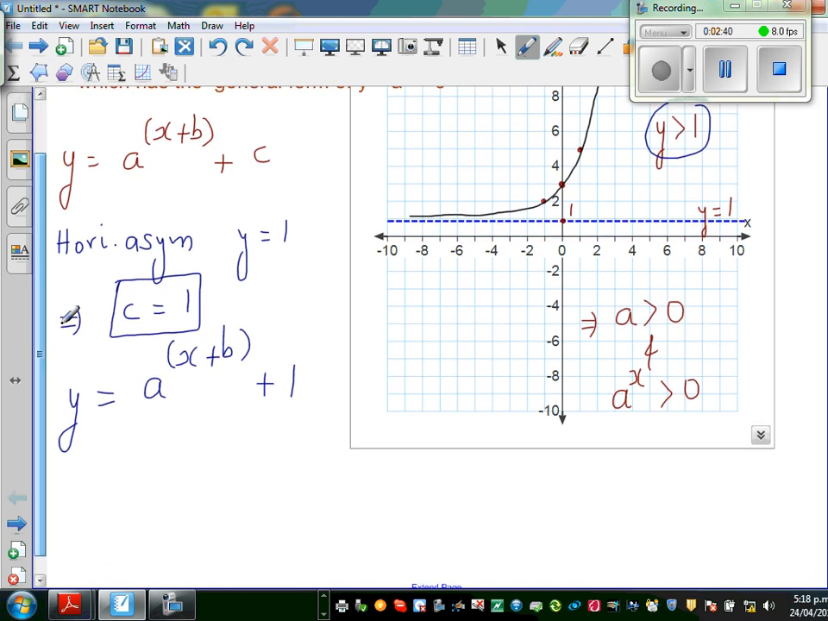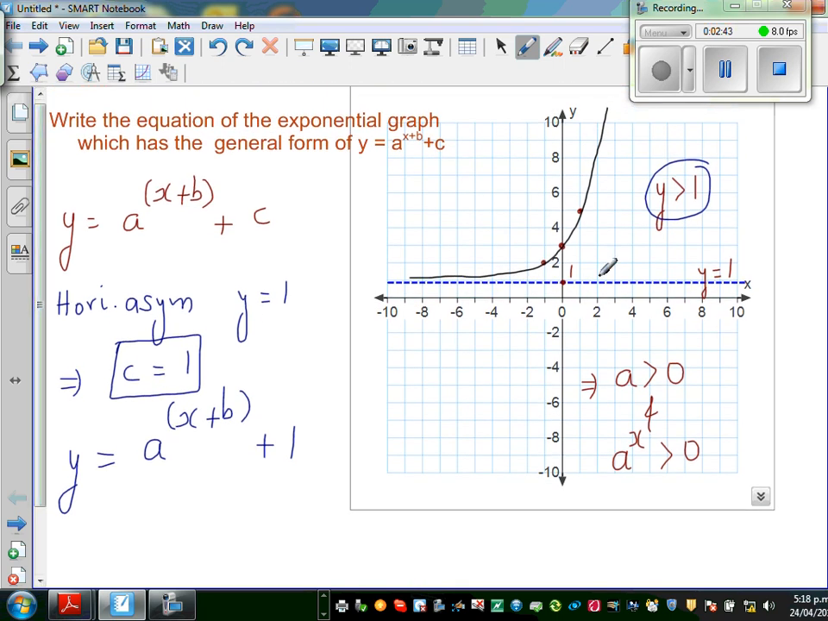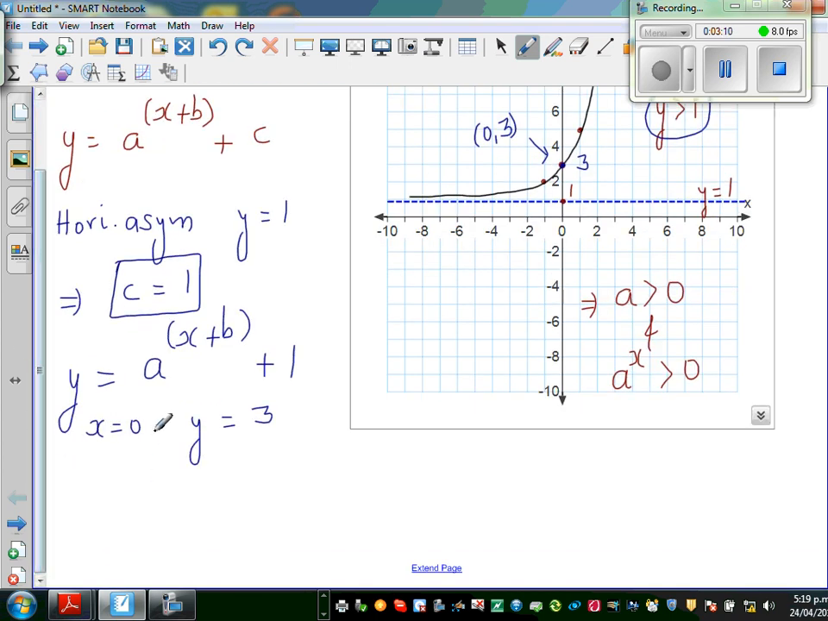Now, what is one point that you know on the graph? There are many points, but this is a good point to substitute. This point is 3 on the y-axis, so when x is 0, y is 3. I'm going to put this in the equation. So 3 is equal to a to the power 0 plus b plus 1.